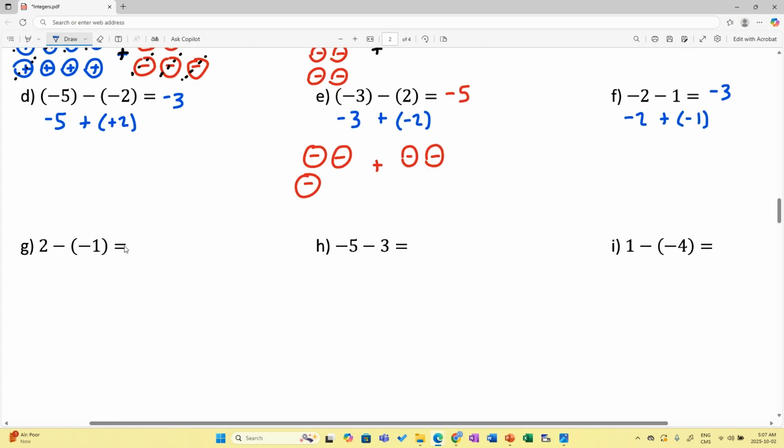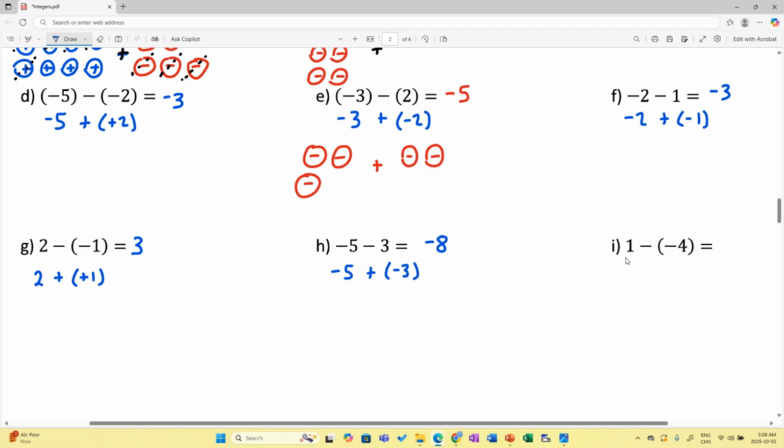Let's solve the last ones here. I'm going to keep the first number the same. I'm going to change my subtraction sign to a positive. Then I'm going to change my negative 1 to a positive 1. So now I have 2 plus 1, which is going to be 3. For H, I keep the first number the same. I change my subtraction sign to a positive, and I change my positive 3 here to a negative 3. So negative 5 plus negative 3. In this case, my answer would be negative 8. So negative 5 minus 3 is negative 8.